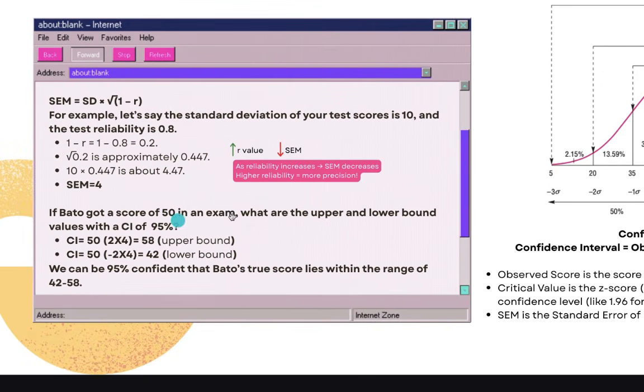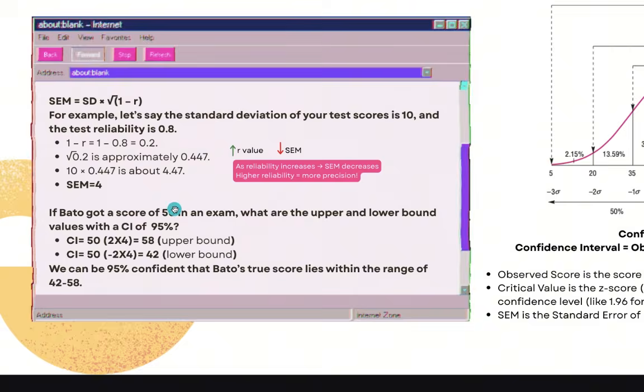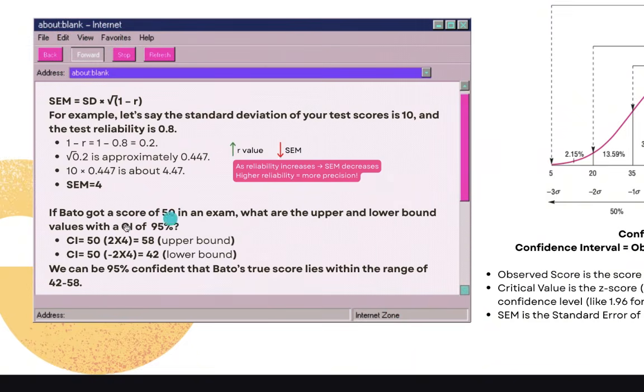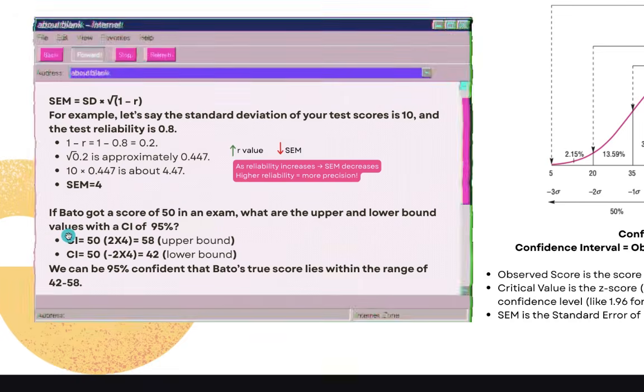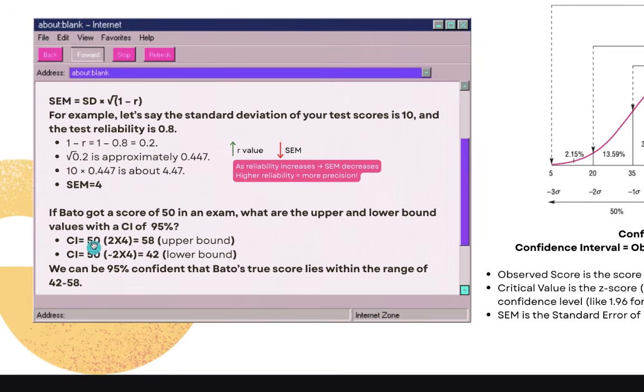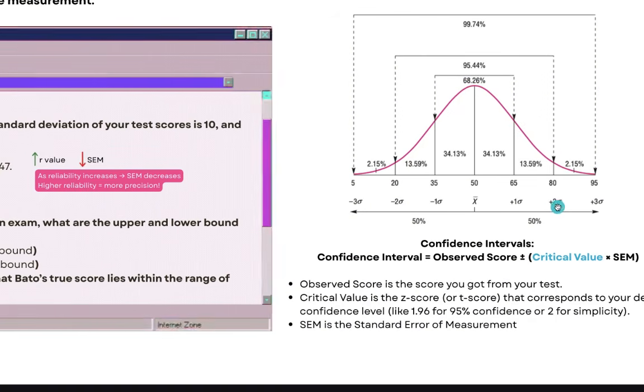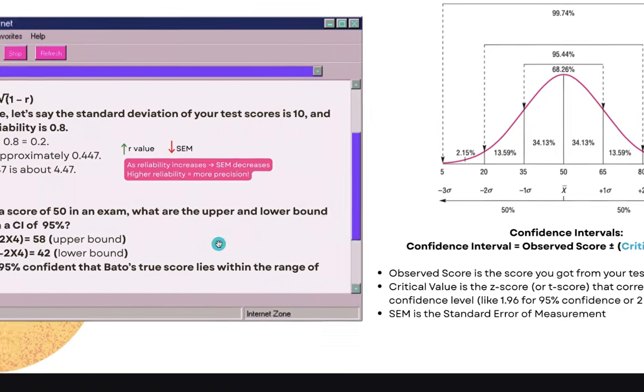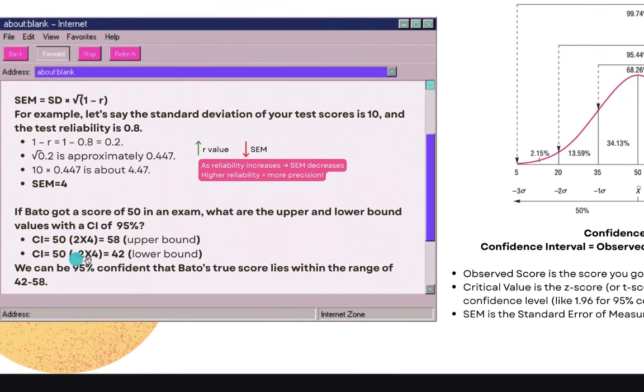Now we have a score of 50 in the exam. And what are our upper and lower bound values? Talking about upper and lower bound is just talking about the range of possible scores where the true score falls in. Now, we have here the confidence interval equals the observed score, which is 50, plus minus the Z score, plus 2, here is the minus 2, times 4, equals 58. Now we do it with negative as well, because remember we have the positive 2 SD and the negative 2 SD. So we do the negative for the lower bound. Okay, so our lower bound then is 50 minus 8 is 42.